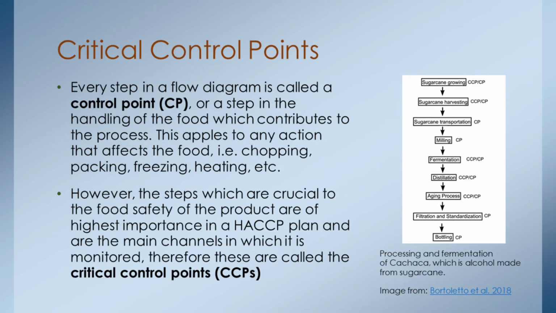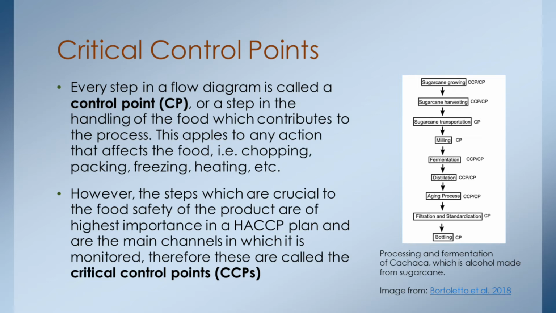So in the HACCP process, each particular step of the process is called a control point, just a regular plain old control point. This is a step of the handling of food which contributes to the overall process. It doesn't even have to be for food safety reasons. It can even be for quality, whether you're chopping the product, storing the product in the fridge, pasteurizing it, or shipping it out. Everything, including the most important food safety controls, will be a control point, every particular step of the flow diagram.